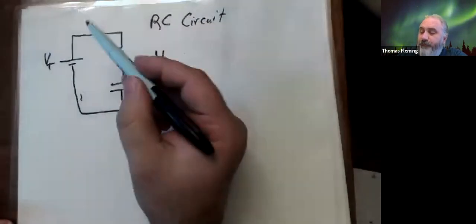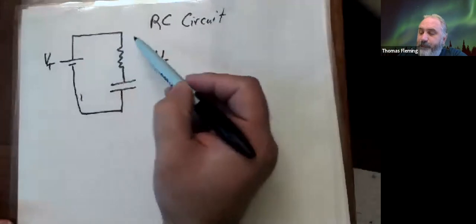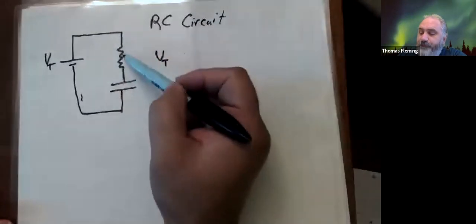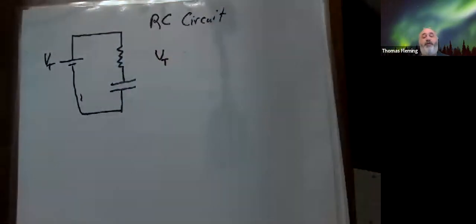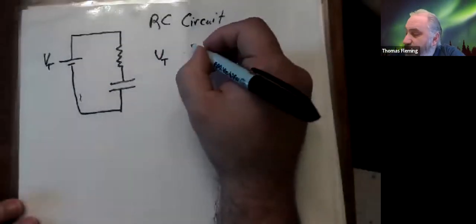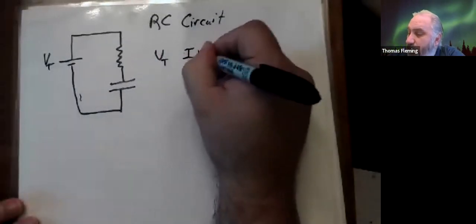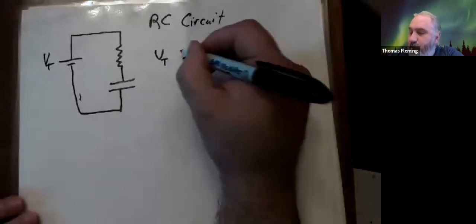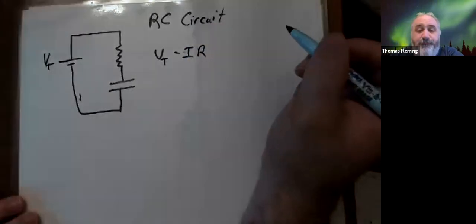But now I'm going to go around. I'm going to cross this resistor. And when you cross a resistor, there's a voltage change. How much voltage change? You get it according to Ohm's law, where it says that V equals I times R. So I'm going to have a voltage change of I times R, and it's a voltage drop, so it's negative.